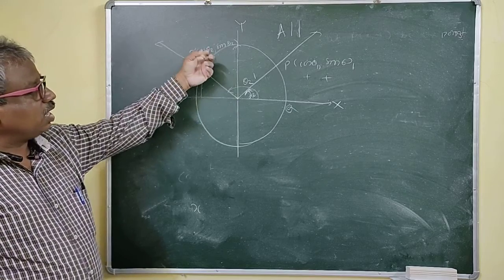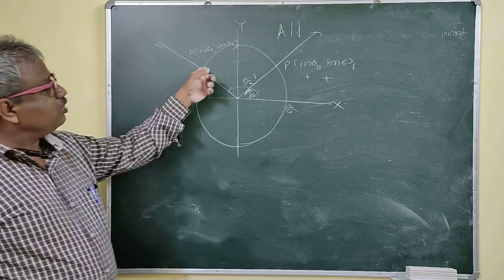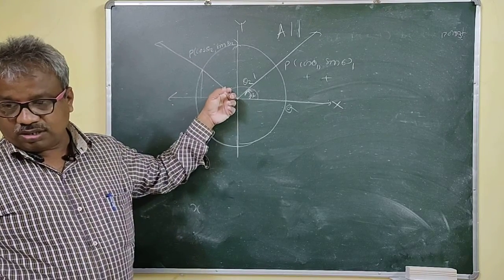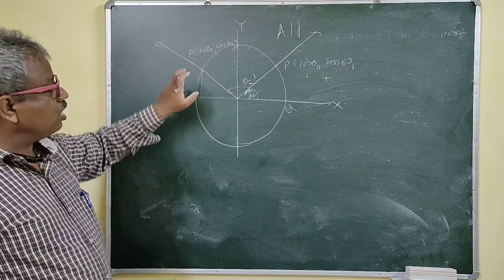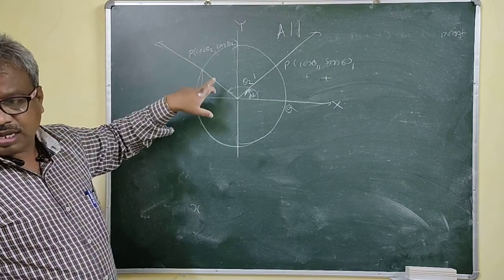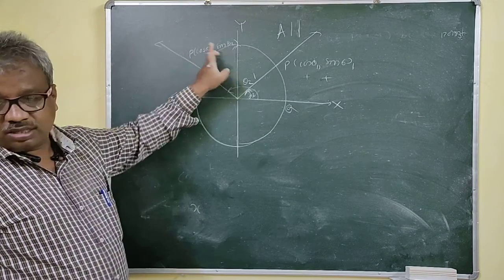R cos theta 2, R sin theta 2. Your R is 1 now, right? So that means what? Here cos theta 2, where is your theta 2? In the second quadrant, right? Your angle is in the second quadrant. The intersection of the terminal arc and the standard unit circle is in the second quadrant, right? And we get the trigonometric ratio.